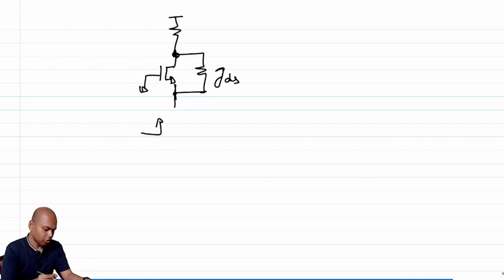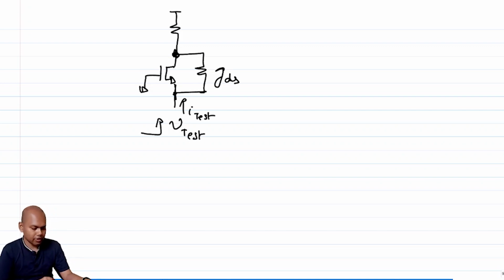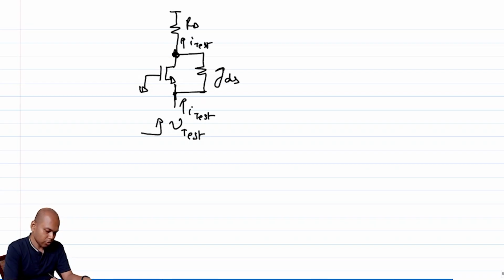What is the input impedance Rin? So how do I go about figuring out the input impedance? I apply a test voltage V test, and there will be a current I test. I have to find out I test in terms of V test, and basically V test over I test is essentially my input impedance. I know that this I test comes out on the other side, it has to, and goes to RD. It is going to create a voltage I test times RD here, right?